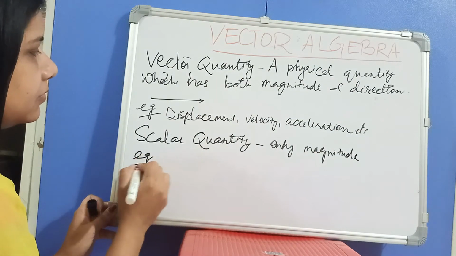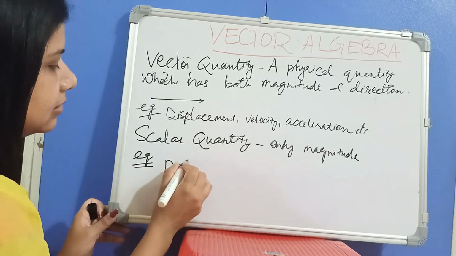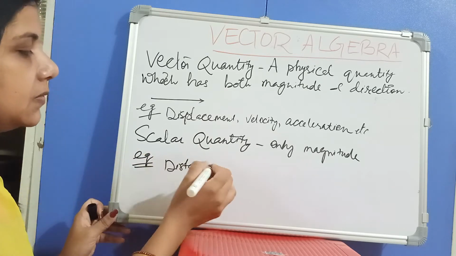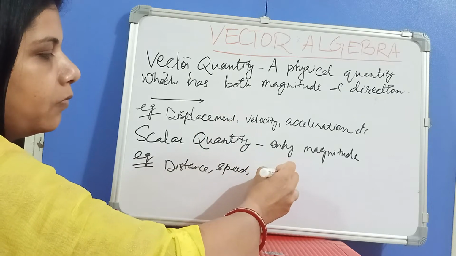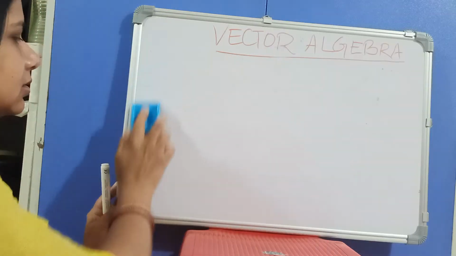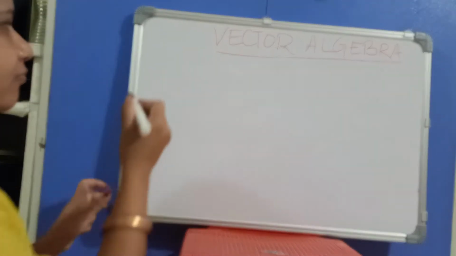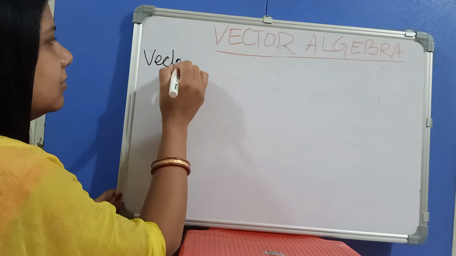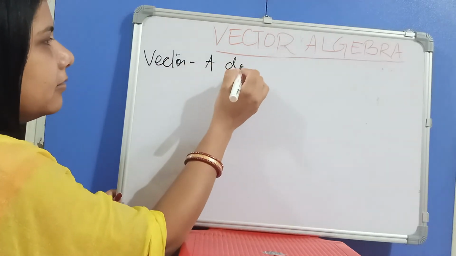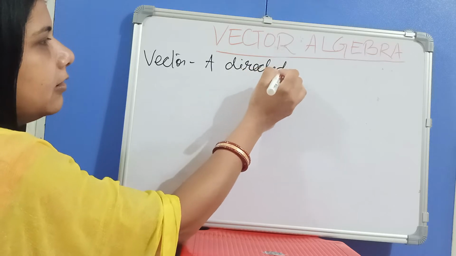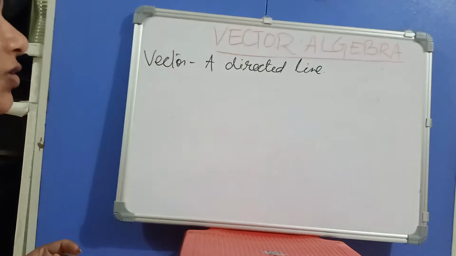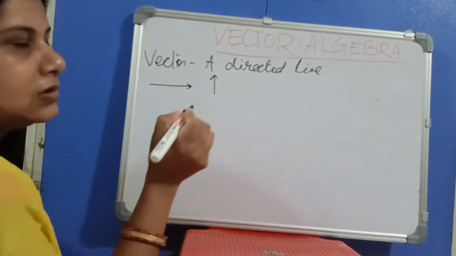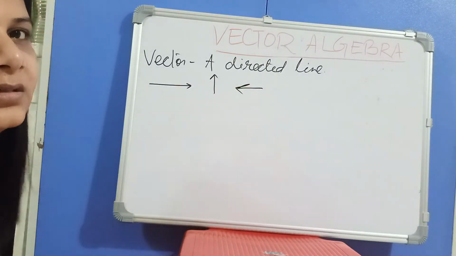For example, distance, speed, time, etc. So what is a vector? A vector is a directed line. A directed line means a line segment which has some direction. So this is a vector, this is also a vector, this is also a vector.